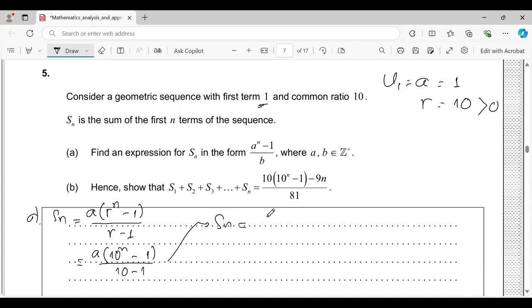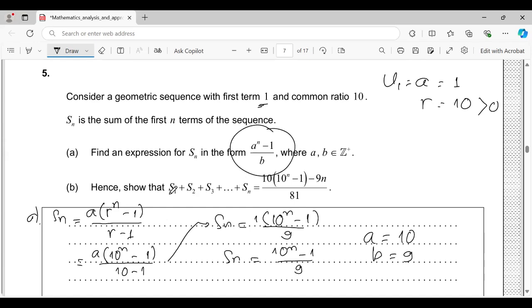So Sn, a equals 1, so it is 1 multiplied by 10 to the power n minus 1 over 9. So Sn equals 10 to the power n minus 1 over 9. So a equals 10 and b equals 9 according to this form.